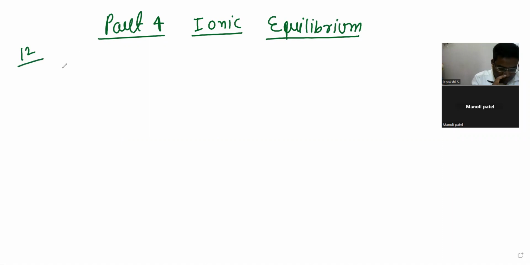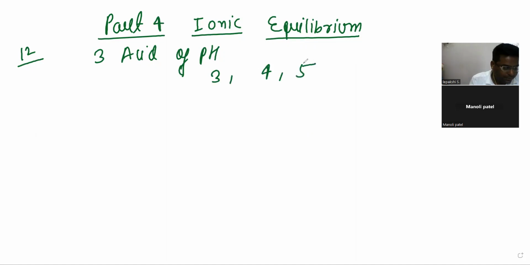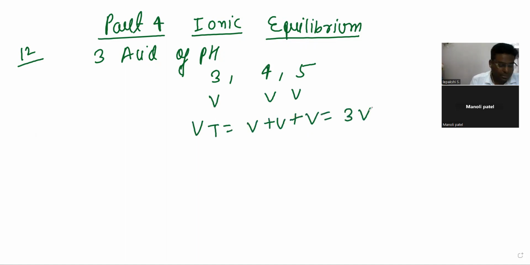Equal volumes of 3 acid solutions are given, whose pH is given. The first pH is 3, the second is 4, and the third is 5, and they are mixed in a vessel. So they are of equal volume, suppose V. So the total volume will become V plus V plus V, so it will be total 3V.